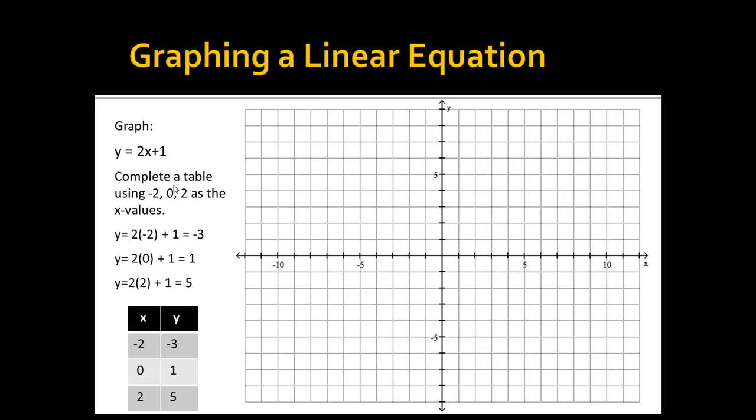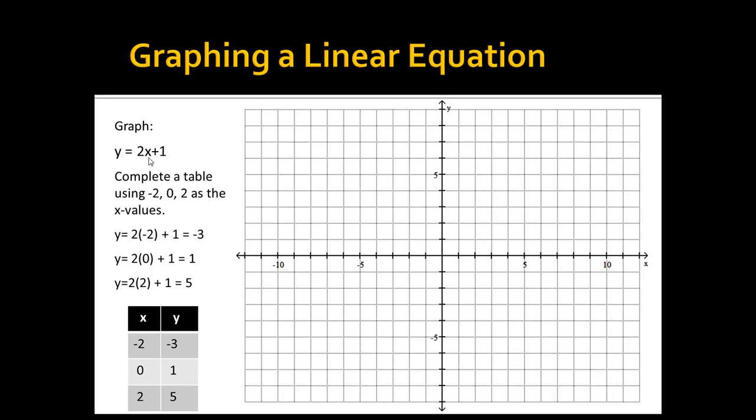Let's take a look. If we look at y is equal to 2x plus 1, and I've said we're going to complete a table, and I picked -2, 0, and 2 as my x values that I want to substitute in. You could pick any value. I like these because they're near to the origin, so my graph doesn't have to be huge. If I pick -100, then I have to have a line that goes all the way out to -100 for my x-axis. So I pick values that are relatively small and relatively easy to work with.